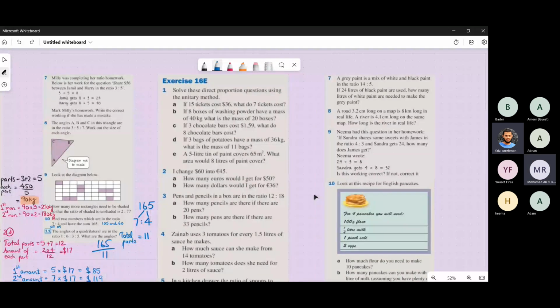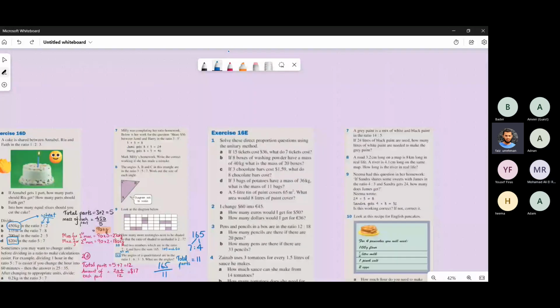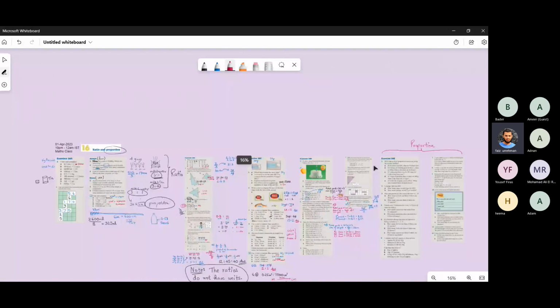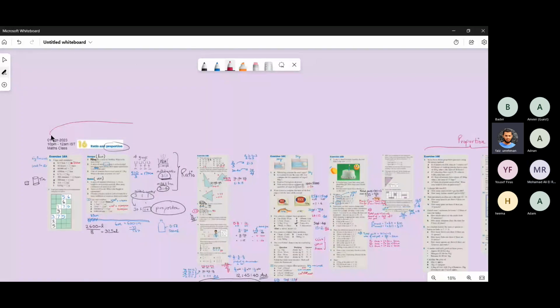This is dealing with proportion. This exercise only is dealing with proportion, and the first 4 exercises were dealing with ratio. Only one exercise is dealing with proportion. And what is proportion? You are using one ratio to find another ratio. So these all were ratios from here to here. These all are ratios.